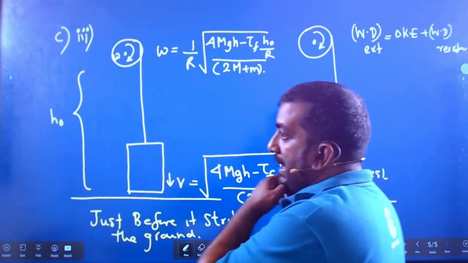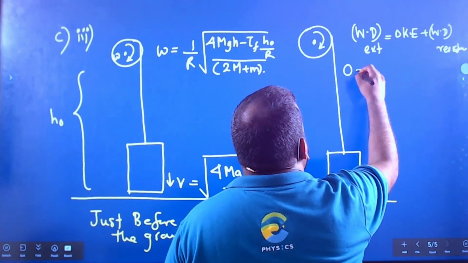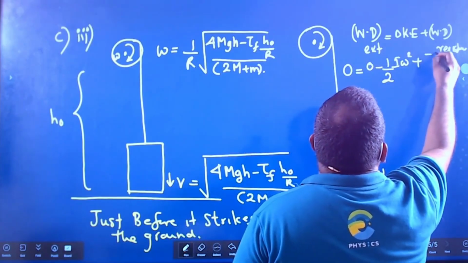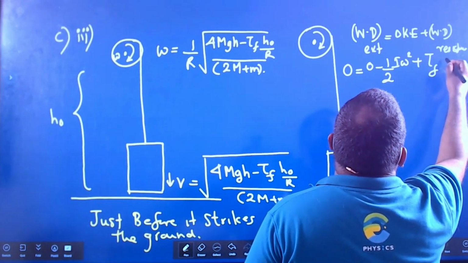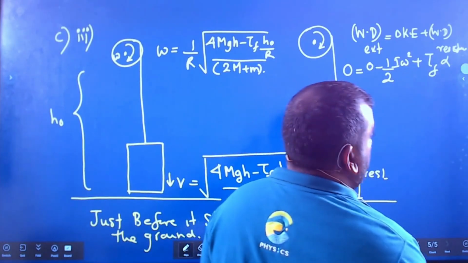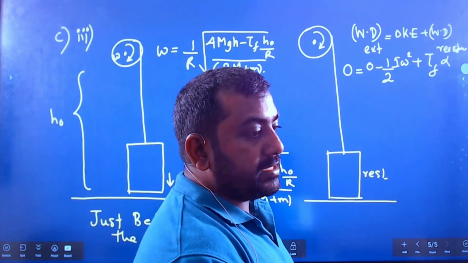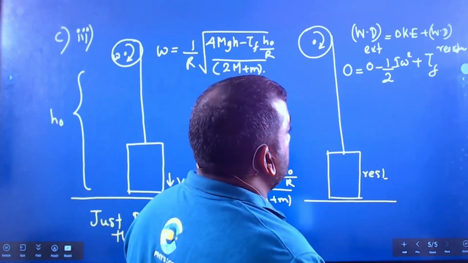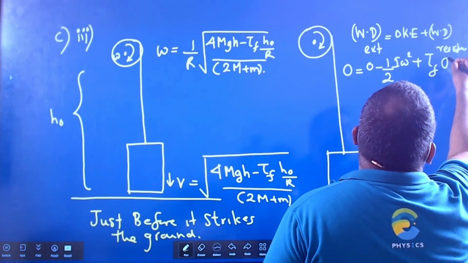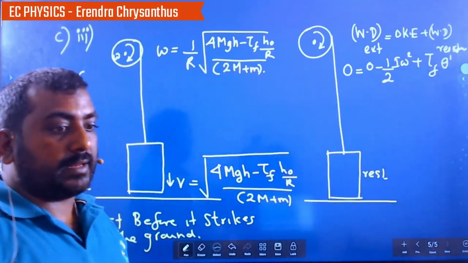Now do you have an external linear force? No. No external torque. Final is 0, initial is half I omega squared. Frictional work is torque times the angle rotated. Okay, so we will take torque times theta dash.